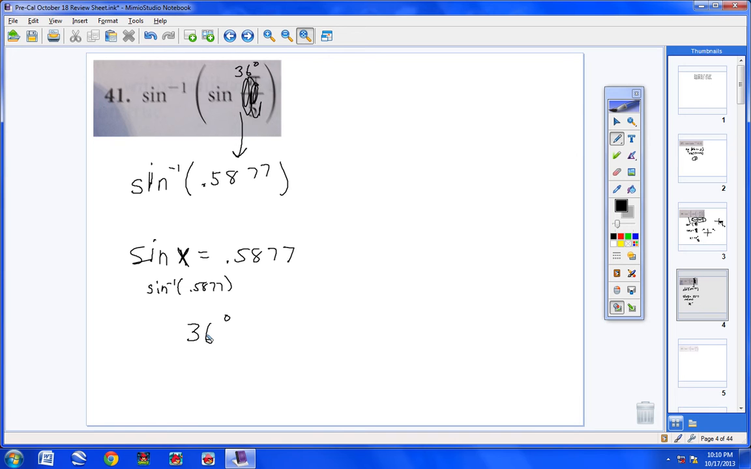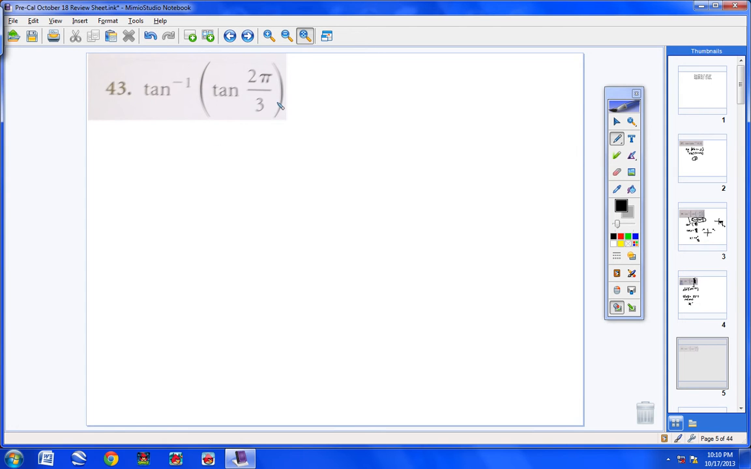Okay, moving on to number 43. All right. Now, first of all, let's remember to convert our radians over to degrees. It's a little easier. So tangent of 2 pi over 3 is the same thing as tangent of 120 degrees. Now, that is one of my angles that I know. It is, guys.